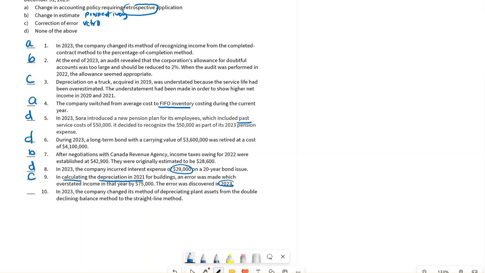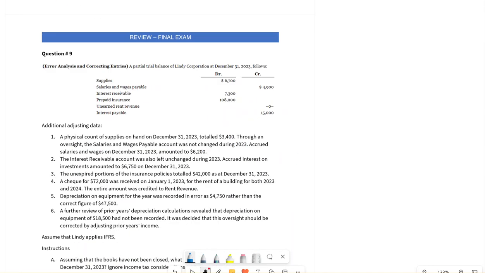Let's go to the other one. What we did is we changed a depreciation method. If you change the depreciation method, like I said, any depreciation method is an estimate, and then what we do is we do it prospectively. So that will be your B. Change in estimate will be your B. So change in depreciation, change in life of an asset, they will all be part of your change in estimate. If it's a change in estimate, we will do it prospectively.